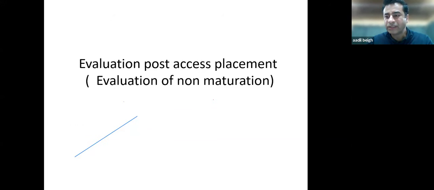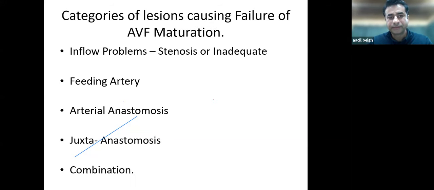So when there's a non-maturation, it should come to your mind that I have to evaluate for juxta-anastomotic stenosis. In inflow problems, there will be stenosis, or an inadequate feeding artery, arterial anastomosis, juxta-anastomotic segment, or a combination.